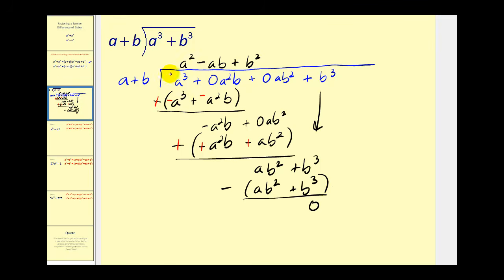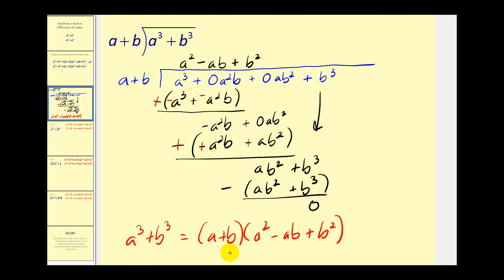So since the quotient is a squared minus ab plus b squared, we have verified that a cubed plus b cubed must equal the divisor, a plus b, times our quotient, a squared minus ab plus b squared. Now I would encourage you to go ahead and try this with the difference of cubes as well, just to verify those formulas are valid. Let's go ahead and try some factoring problems now.